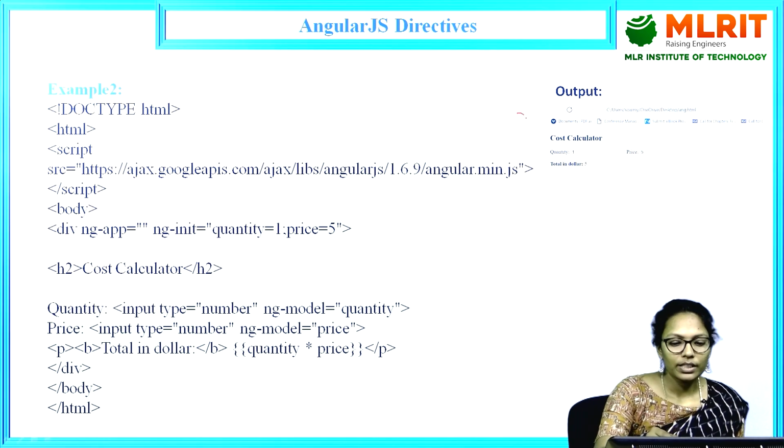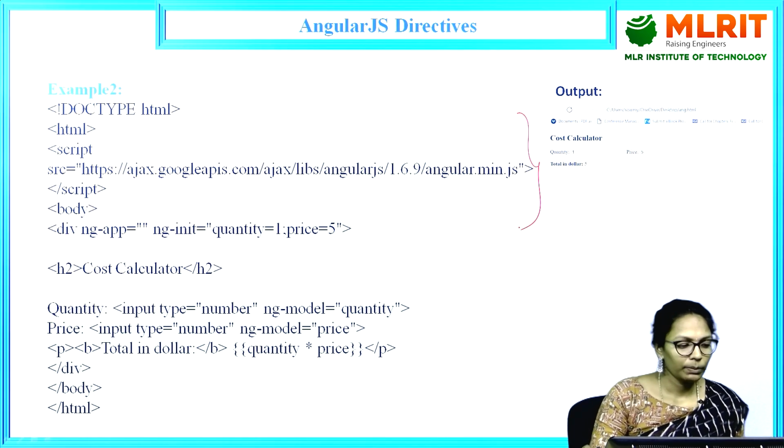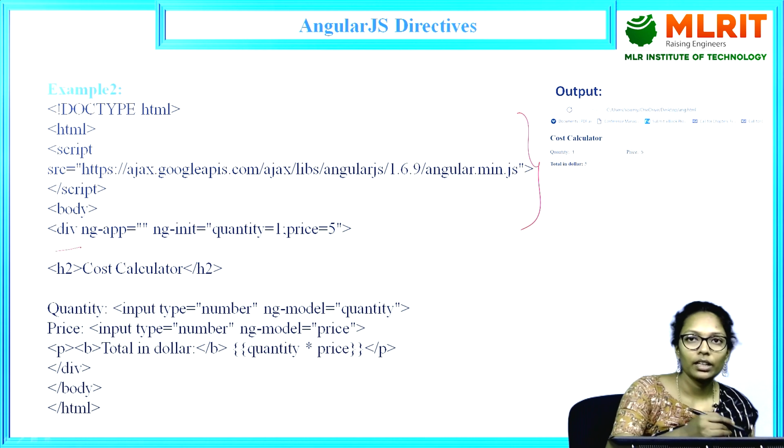So we know this is mandatory for all AngularJS applications. Then I am making a division for my AngularJS application. So ng app I am giving empty. Why?